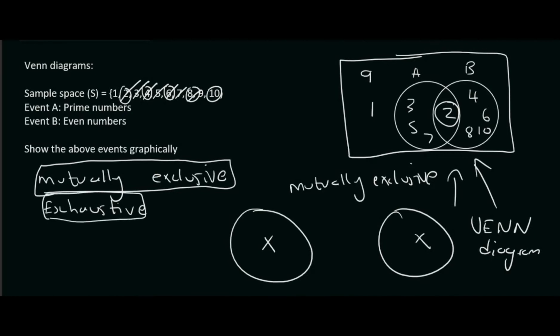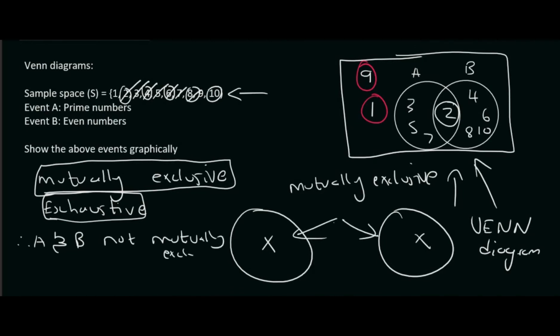Exhaustive. Okay, now when you think of exhaustive, exhaustive means that all of these values went into the circles. Well, did they? No, they didn't, because number 1 and number 9 didn't get used up. Okay, so these 2 events, A and B, are not exhaustive, and they are also not mutually exclusive. So A and B are not mutually exclusive, because if they were, they would look like these 2 guys over here. Those 2 circles, they're not mutually exclusive, and then they're also not exhaustive, because if they were, everything would be on the inside of the circles. A and B are not exhaustive.